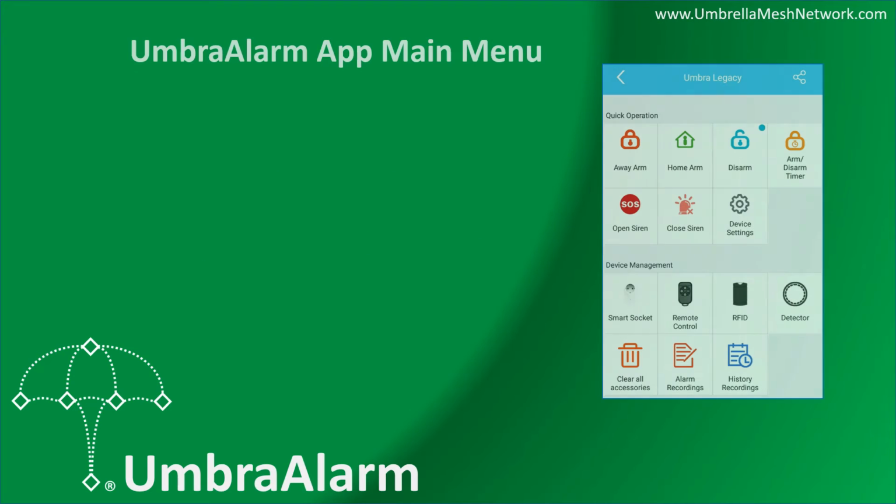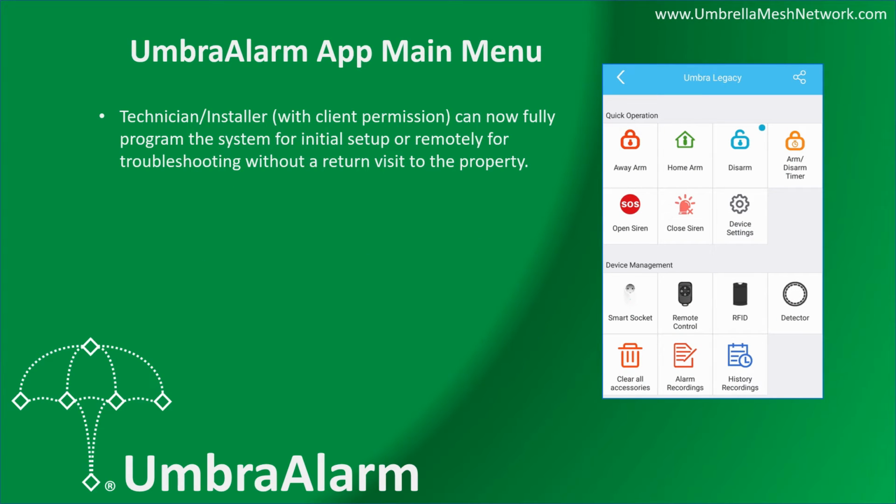UmbraAlarm app main menu. The technician or installer with the client's permission can now fully program the system for initial setup or remotely troubleshoot without a return visit to the property. The installer code can be set individually for each client for added security.